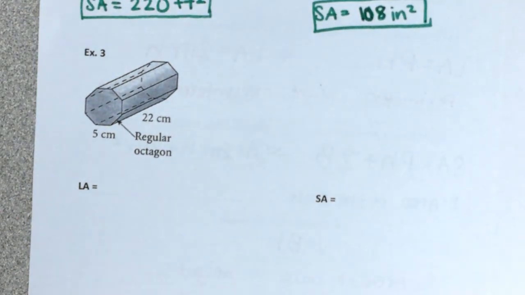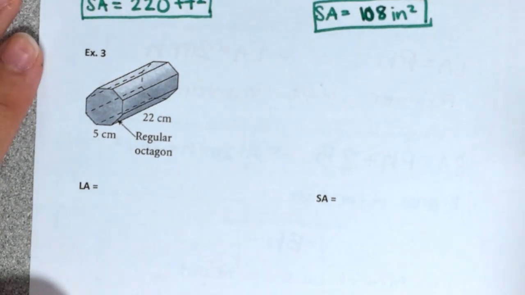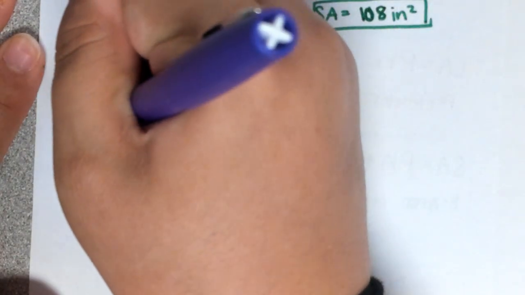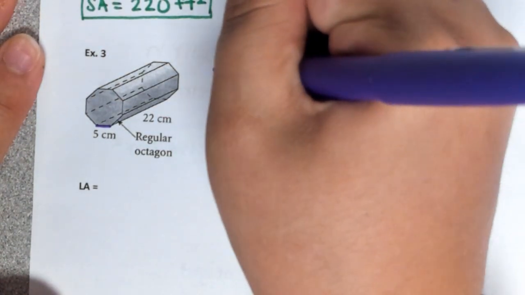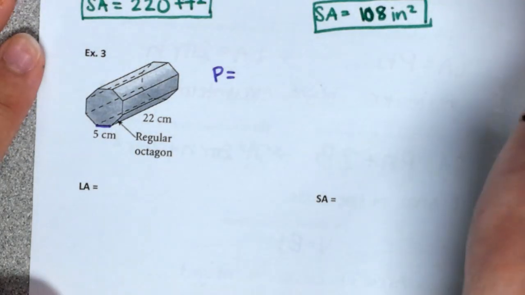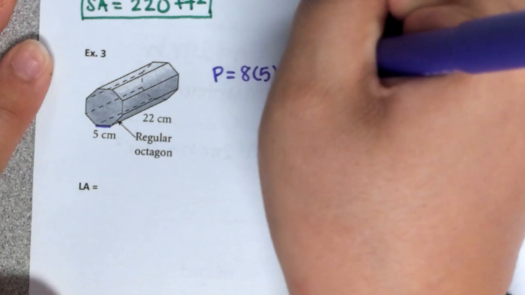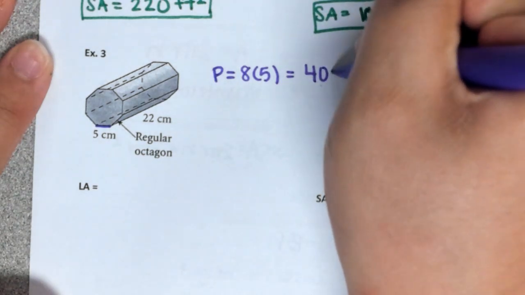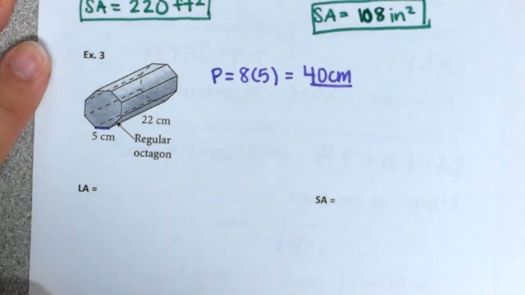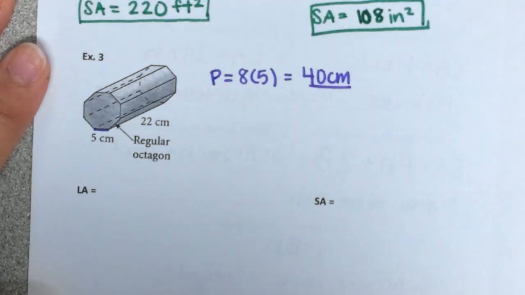Now, this one, you definitely didn't do in middle school. This one's going to take a little bit more effort. So, what do I know here? It's a regular octagon. What else do I know? Each side is 5 centimeters. So can I find the perimeter? Yeah. How would I find the perimeter? 5 times 8 or 8 times 5, which is 40 centimeters. That was the easy part. What else do I know?